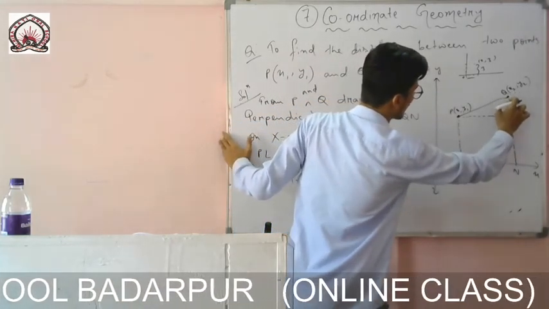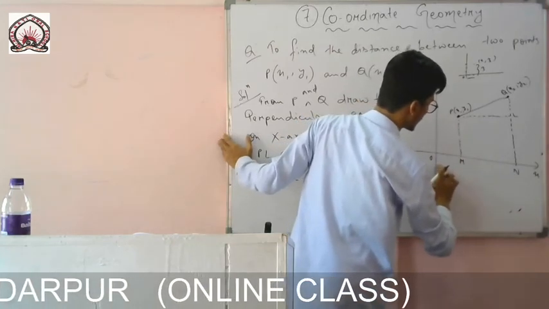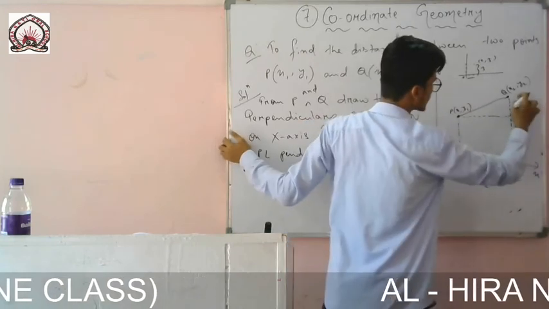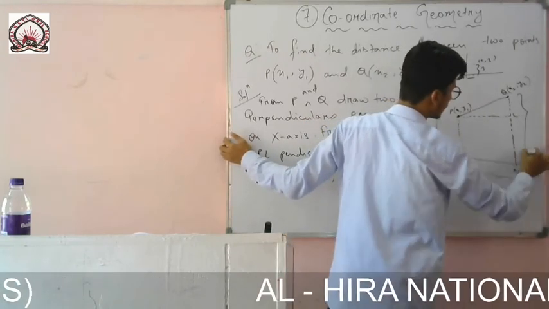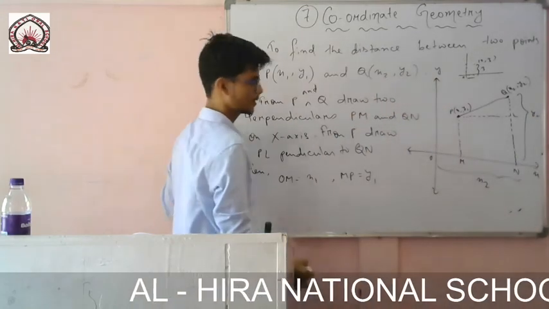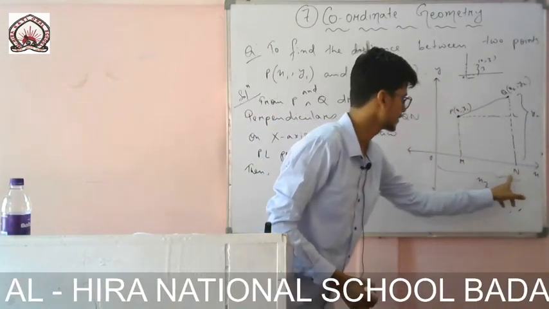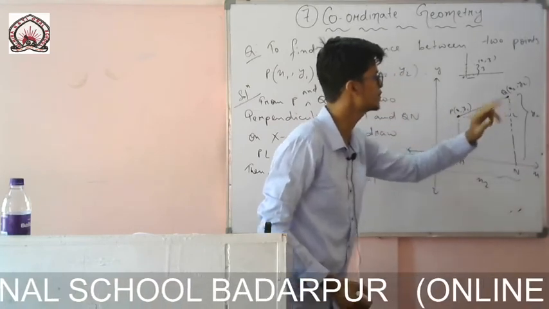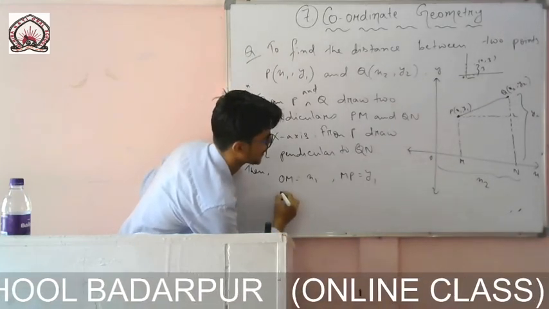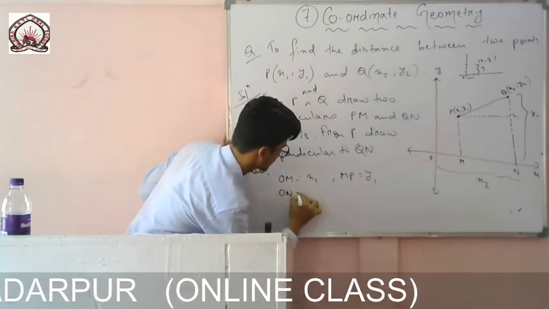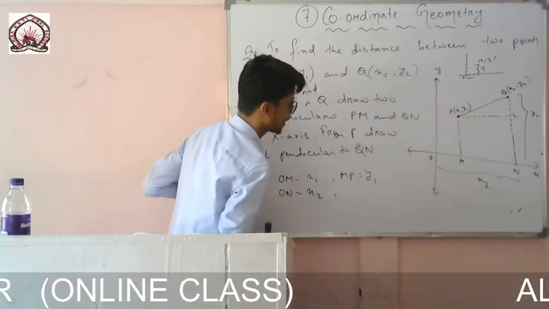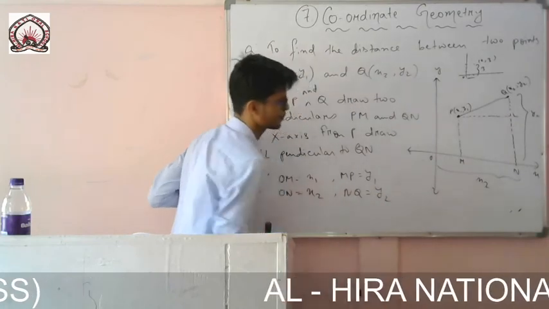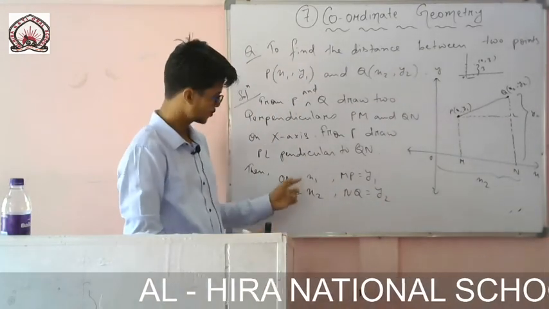Now we'll try to find this for the other point. Again for this one, what is the distance? O to N is x2, and from N to Q, this whole one will be y2. Is it clear? So I have got ON equals x2 and NQ equals y2. Okay, so we have got 2 points, 1, 2, 3, 4.